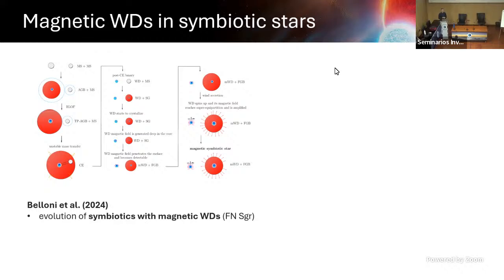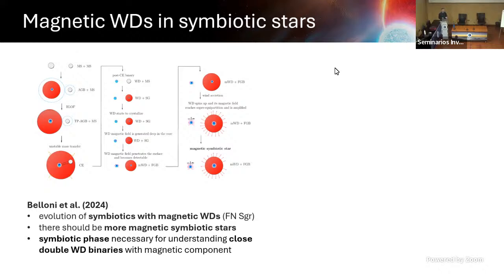There is a very recent paper where Diego Belloni and colleagues studied evolution of symbiotic stars with magnetic white dwarfs. In particular, that was a test case for them. First of all, they found that there should be more magnetic symbiotic stars, so they're waiting for us to be discovered. But a very important result was that it seems from their modeling that symbiotic interaction is necessary for understanding close white dwarf binaries with one magnetic component. That these stars had to pass through symbiotic interaction in the past.